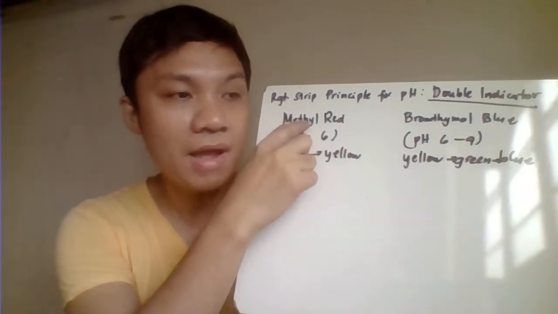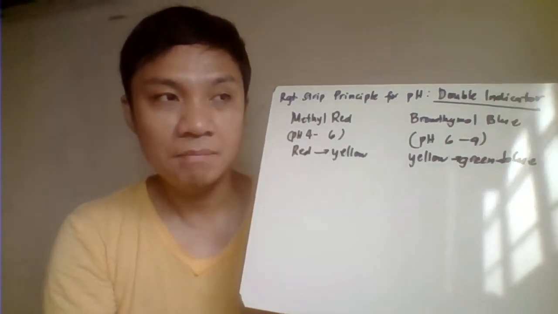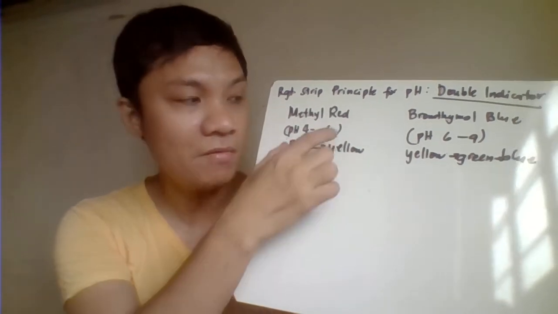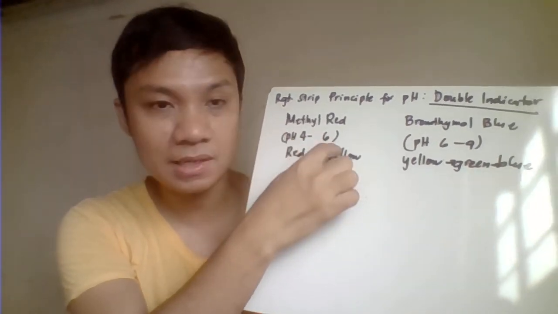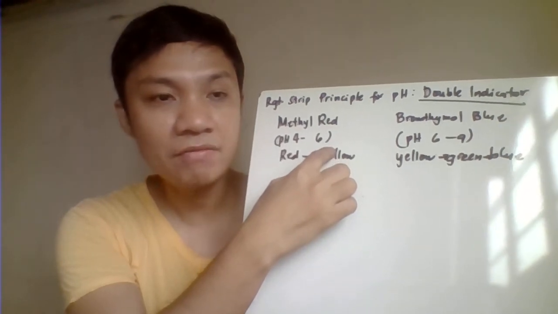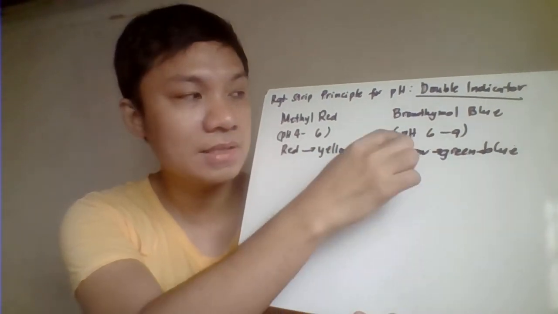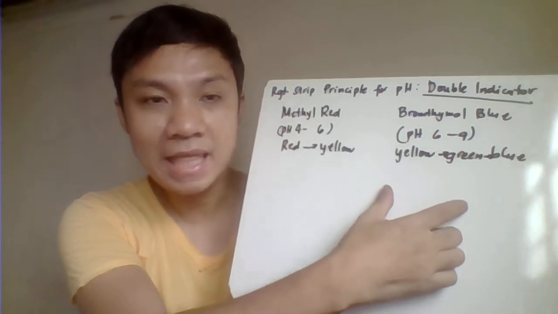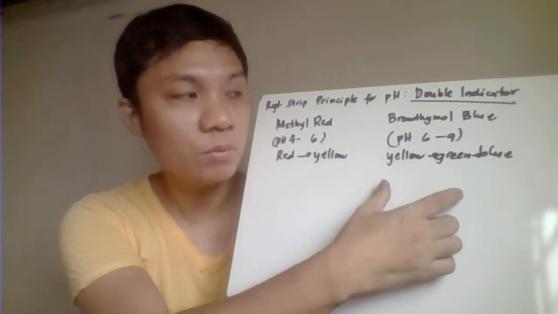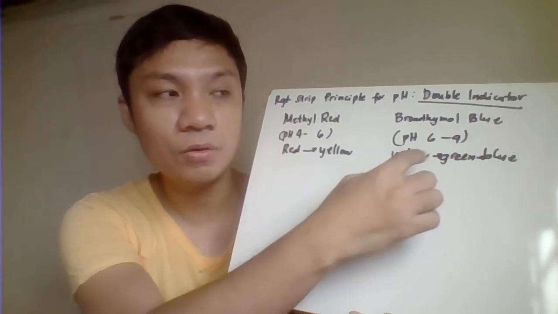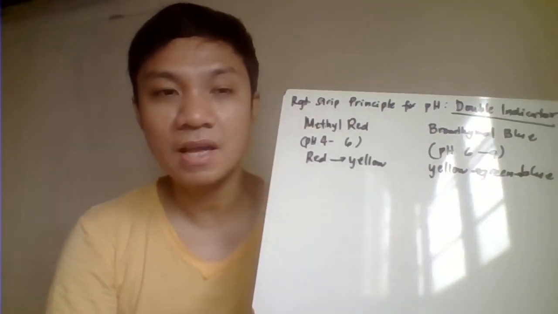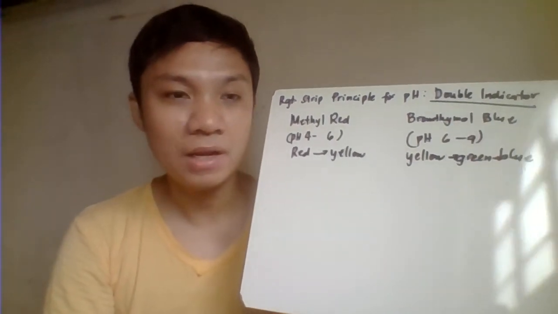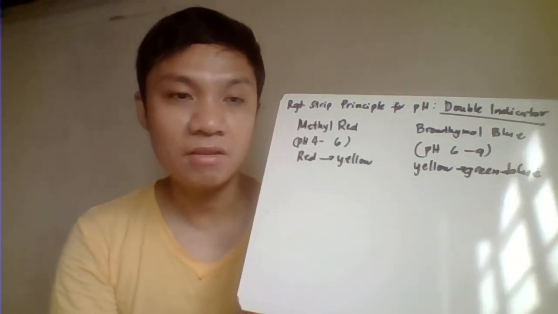We have your methyl red and your bromothymol blue. Methyl red here would change the color from red to yellow if the pH of your urine is between 4 to 6. But then again, if the pH of your urine sample here is 6 to 9, that will be detected by your bromothymol blue that will change the color from yellow to green to blue. Okay, so that's the principle of your test for pH, your double indicator because of your methyl red and your bromothymol blue.